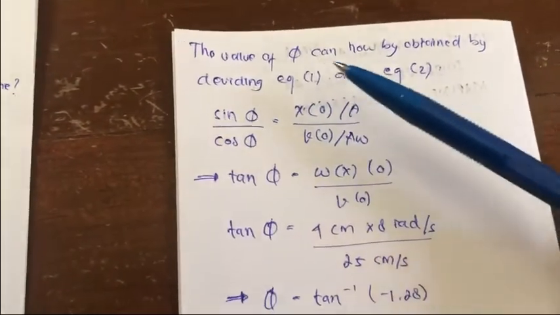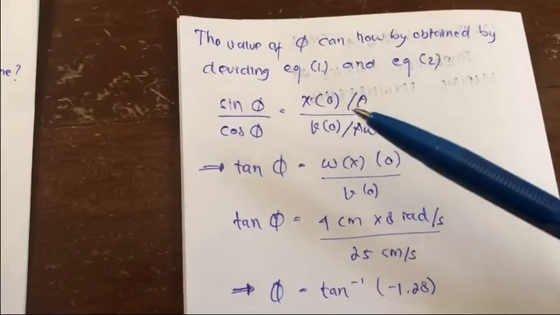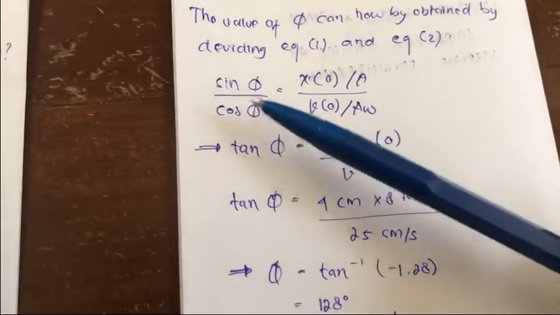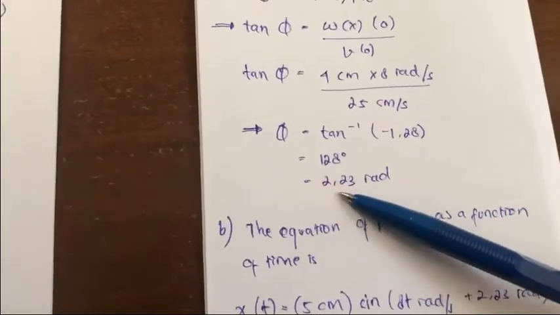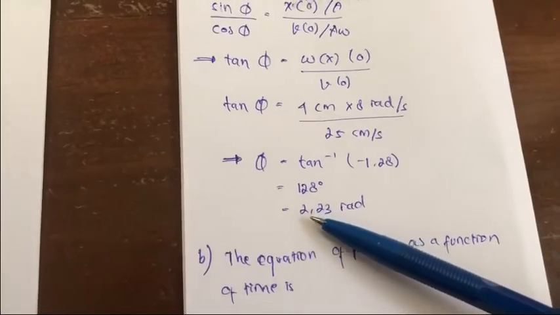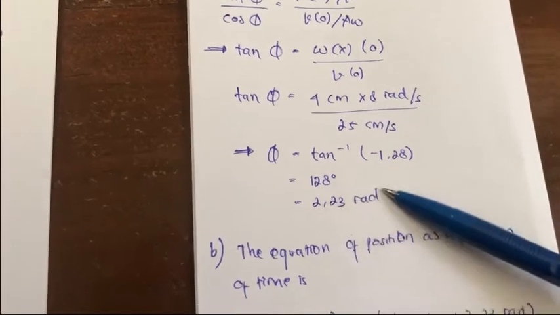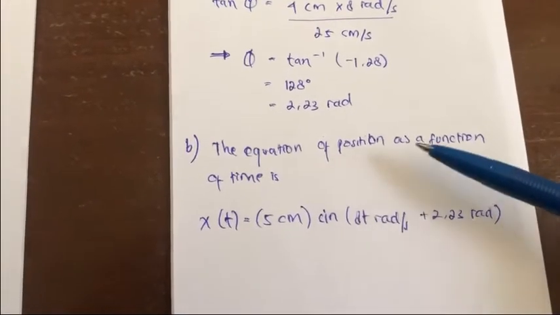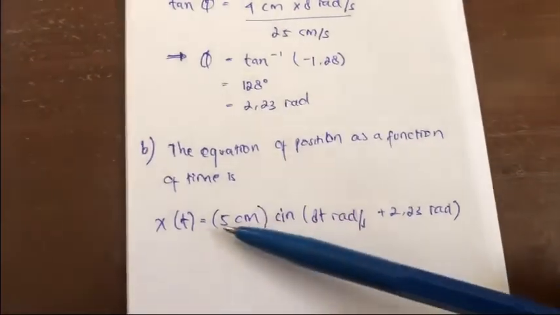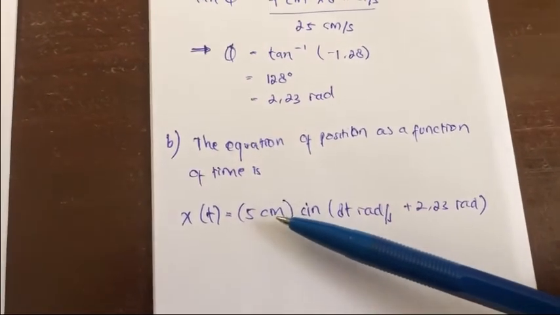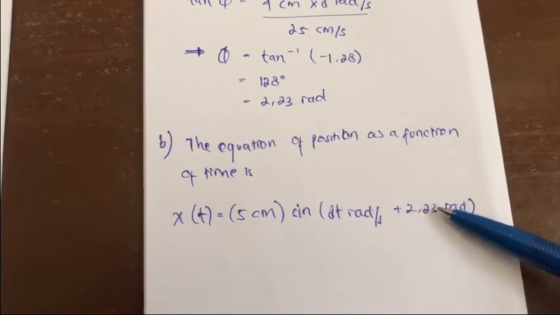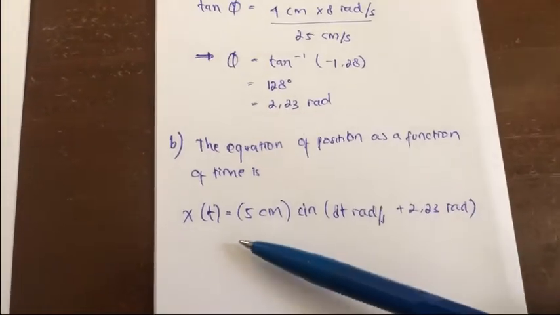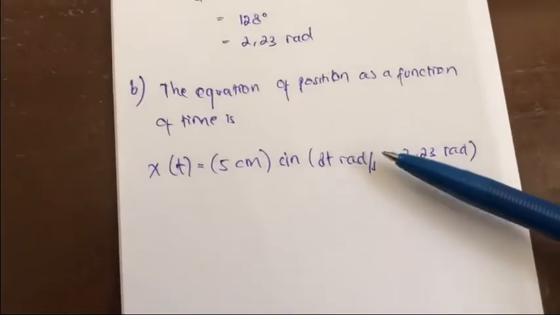The value of the phase can be obtained by dividing equation 1 by equation 2. This one divided by this one. So we got the phase is 2.23 radian, and the equation of the position as a function of time is x equals 5 cos(8 radian per second times t plus 2.23 radian) from the general equation. The general equation is this one.